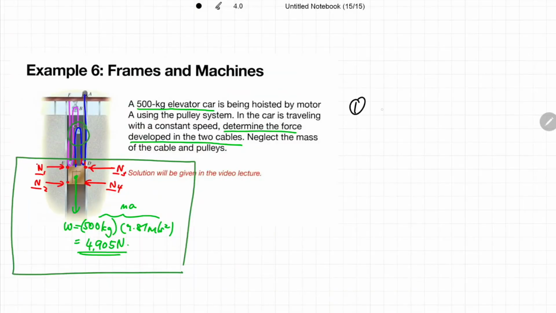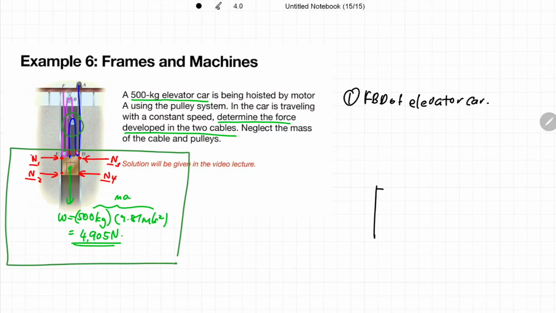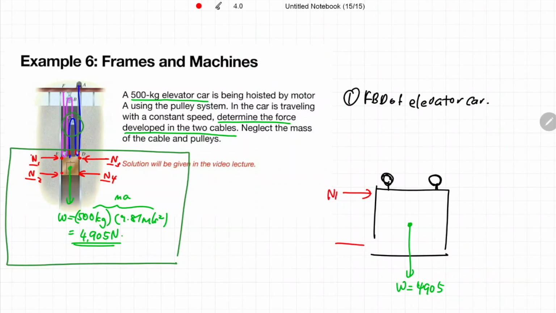Okay, now we are going to draw the free body diagram of each section. Okay, in this case, let's draw the free body diagram of the elevator car. So this is our boxy elevator car and this elevator car is connected with pulley over here and another one over here. Okay, so we know the weight of the elevator car is acting at the center of the elevator car with a magnitude of 4905 Newton. And then there is a reaction force at the sides of the elevator car. Let's call it N1. This one as N2. This one as N3. And this one as N4.